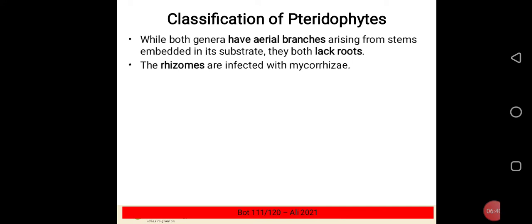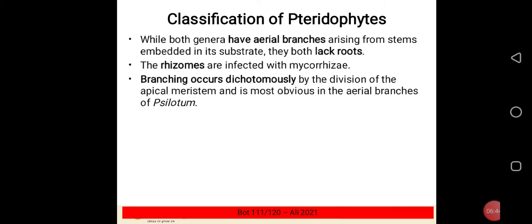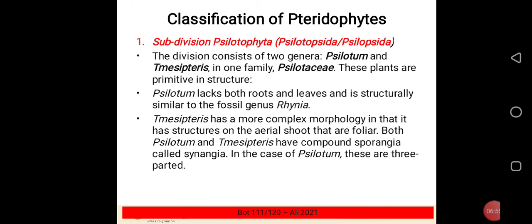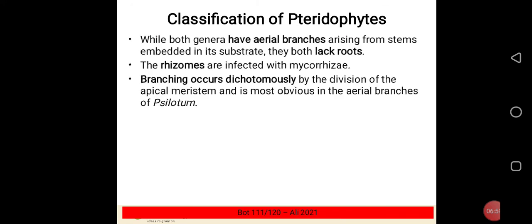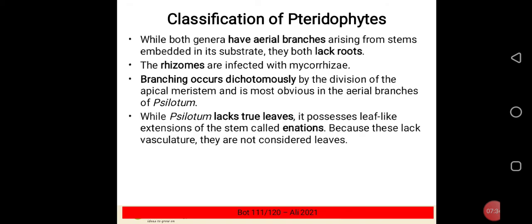Let's continue. Now, how does branching take place in this subdivision, Psilophyta? The branching occurs dichotomously. In high school, you talked about the dichotomous scheme. Branching occurs dichotomously by the division of the apical meristem. This is obvious in the aerial branches of Psilotum. Psilotum have branches, but they lack leaves and roots. Therefore, branching occurs dichotomously by the division of the apical meristem within the plant.